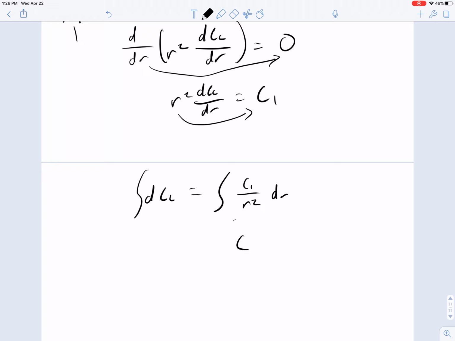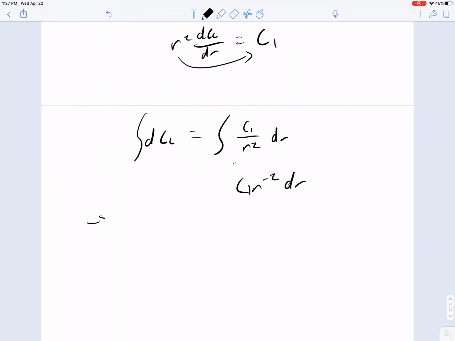You can rewrite this as C1 r to the minus 2, if that helps you think about how to do the integration. So then you apply boundary conditions, and you end up with a solution of CL equals CL0 times 1 minus R over r.